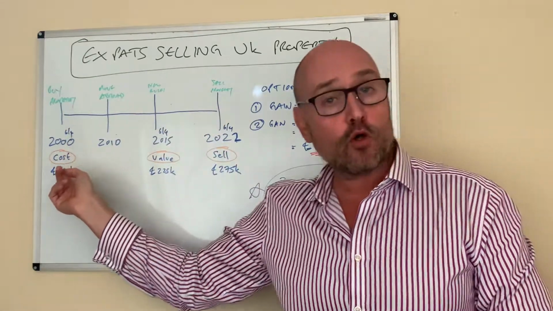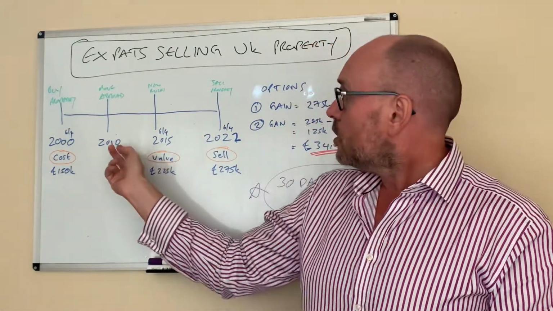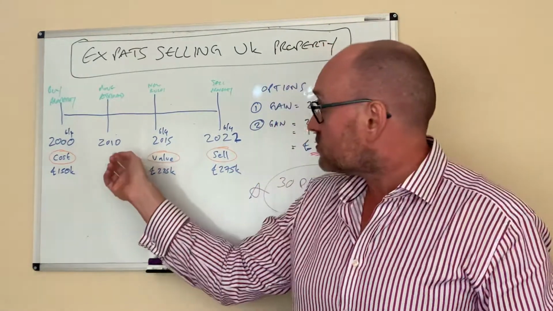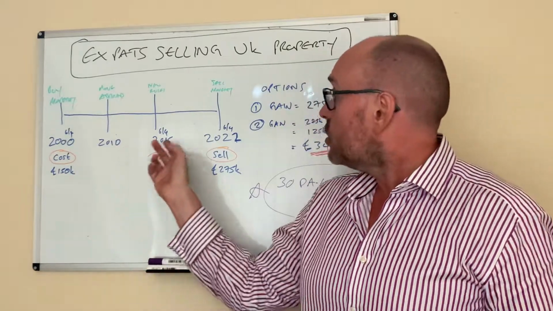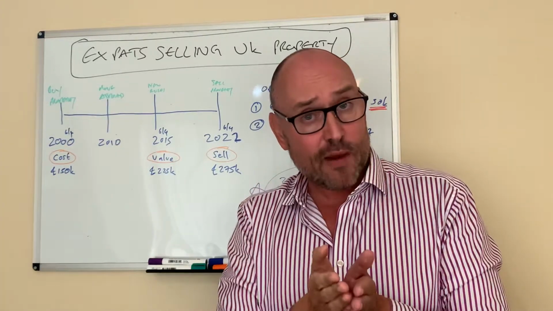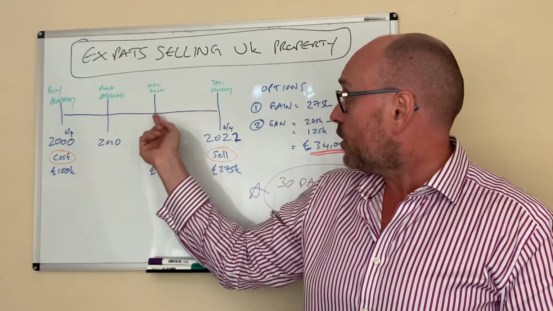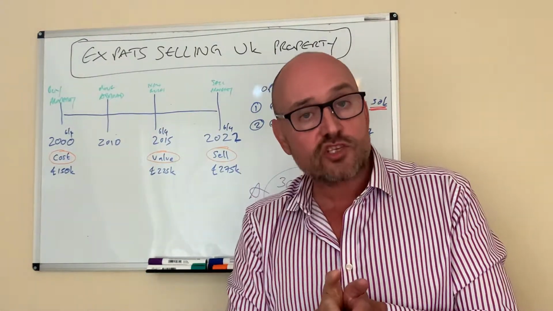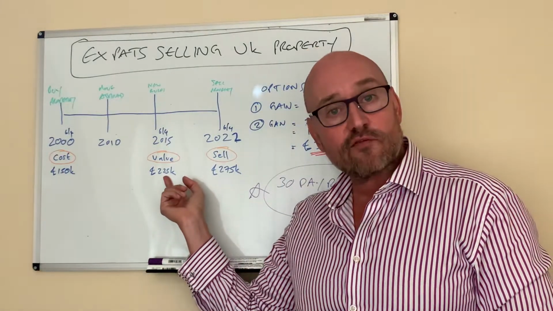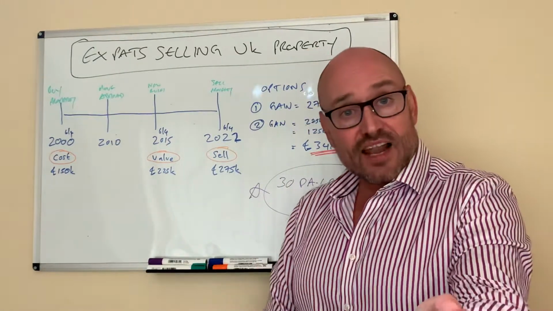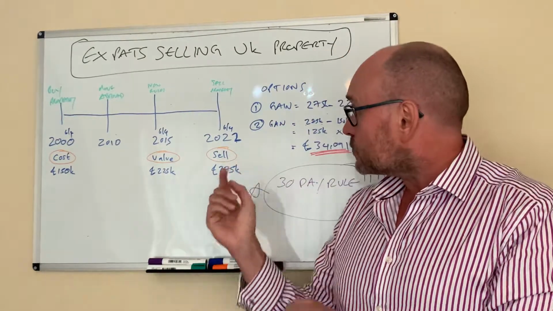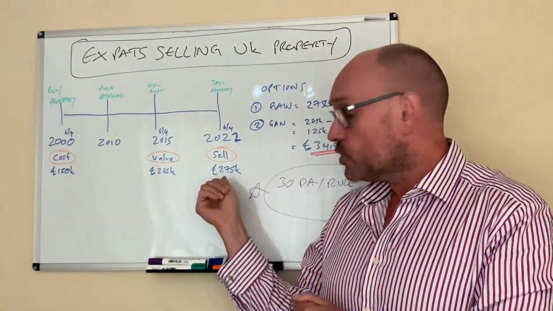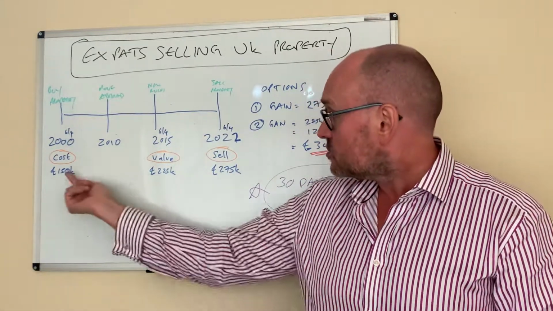Assuming that they bought this property for 150,000, we don't need to worry about its value when that person emigrated in 2010. We don't care about that. I'll show you why. 2015, though, we do care about the property. So they're living abroad at this point, renting it out. We do need to know the value at the date of the rule change in 2015: 225 grand. Finally, the last number we need to think about is the sales price on the 6th of April 2022: 275 grand. So that's the timeline.